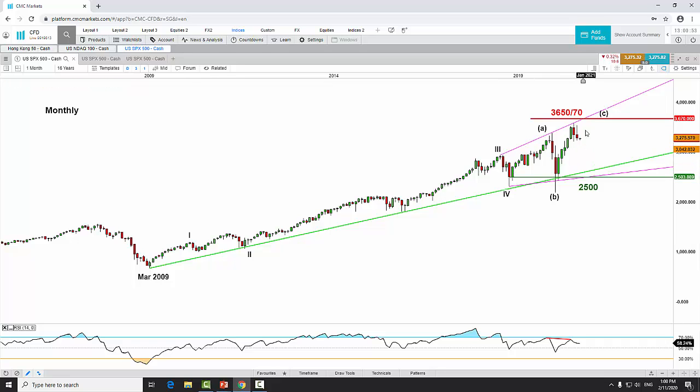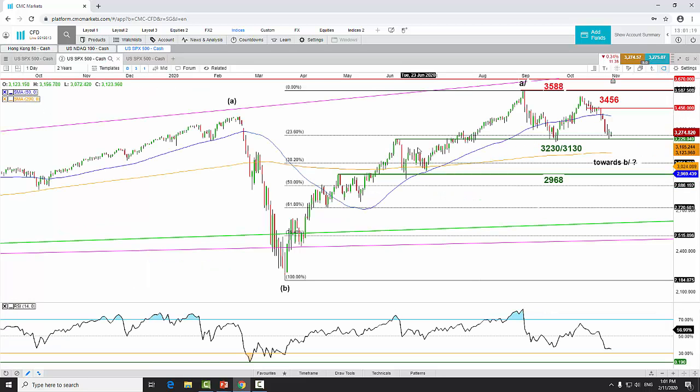The top of the expanding wedge, which is the key long-term resistance, stands at 3650/70, also being defined by a long-term Fibonacci extension cluster level, as well as the lower boundary of this expanding wedge, which confluences very closely with the long-term ascending support, rests at 2500 level. Now let's go on to the daily chart, which is more medium term, very important for this coming week's strategy.